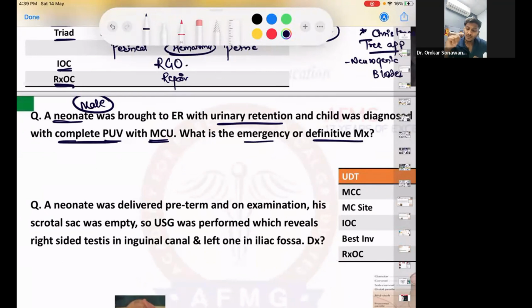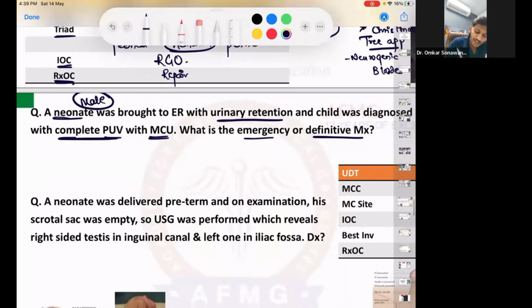And what is the investigation of choice? As they have told you already, the investigation of choice is the MCU, that is a micturating cystourethrogram. Please remember this. No issues with this.